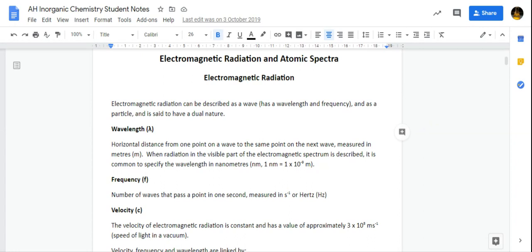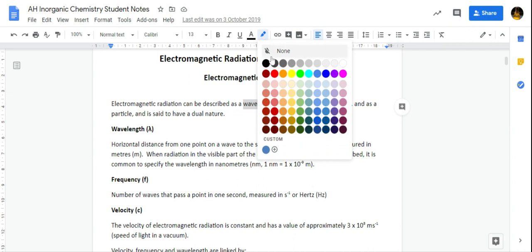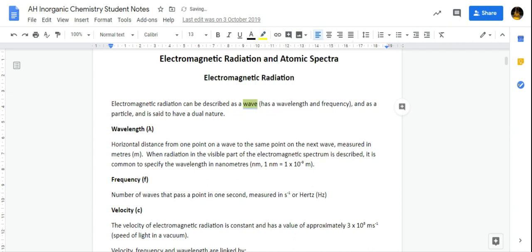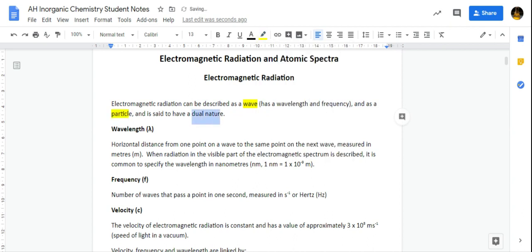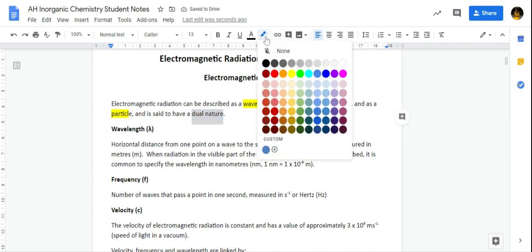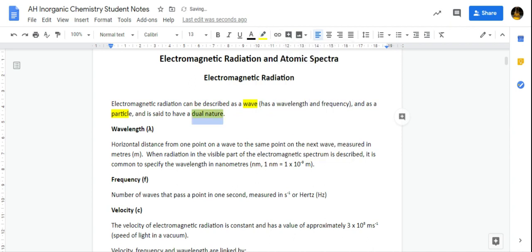So we'll start with electromagnetic radiation. Electromagnetic radiation can be described as a wave, which means it has a wavelength and a frequency, and it can also be described as a particle. This is why we say that it has a dual nature, because it can be described sometimes as a wave, sometimes as a particle. There are key terms about waves that you need to know. Physicists, you probably should be aware of these already.